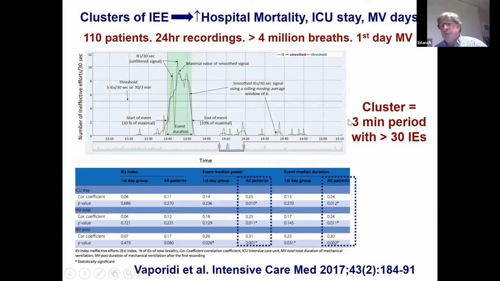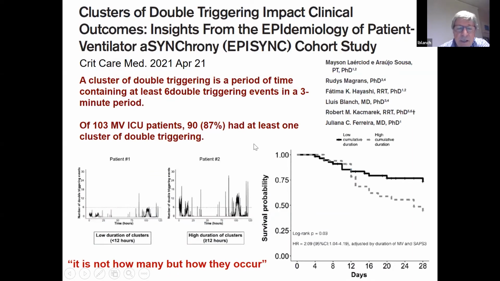They defined a cluster as a 3 minute period with more than 30 ineffective efforts. In the Brazilian group, in a series of more than 100 patients, we measured the same, using the same definition of clusters, a 3 minute period, but in that case clusters of double triggering. We defined low duration of clusters as less than 12 hours in the total time of mechanical ventilation with clusters, and high duration as more than 12 hours, the same as the Georgopoulos group.